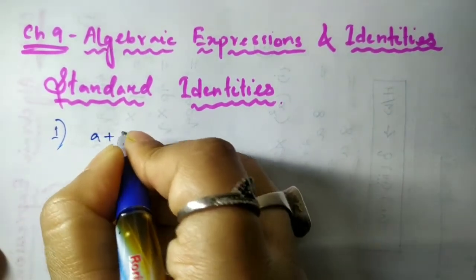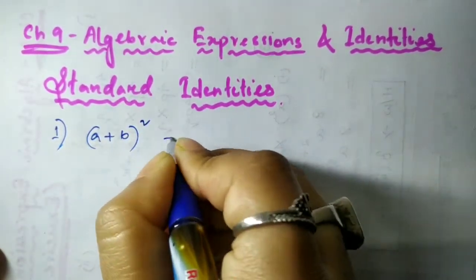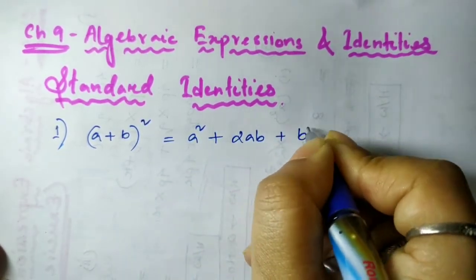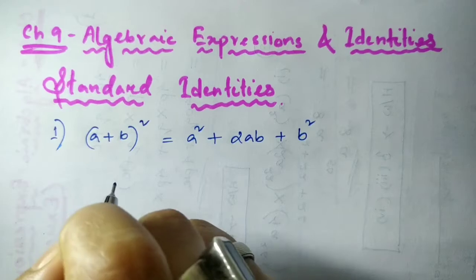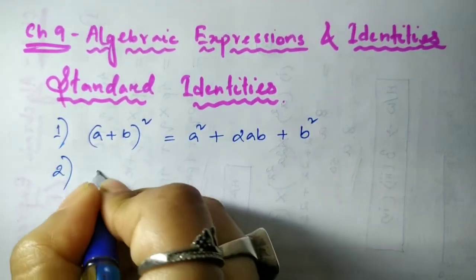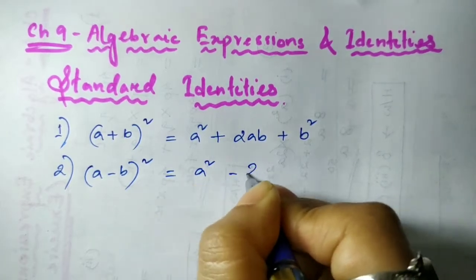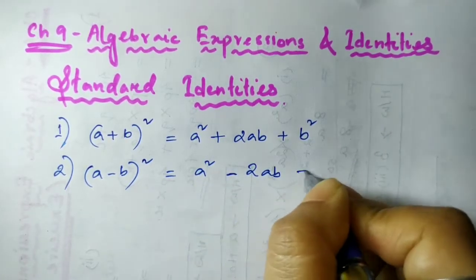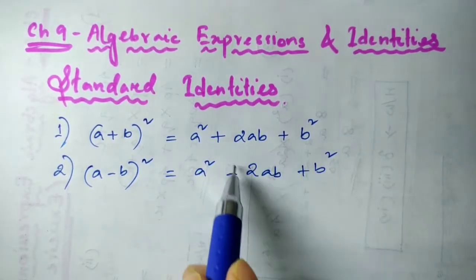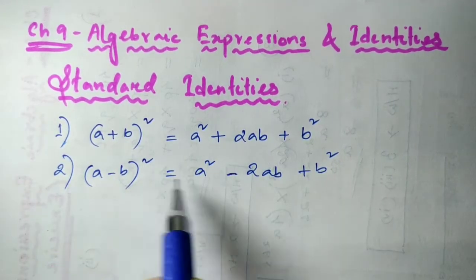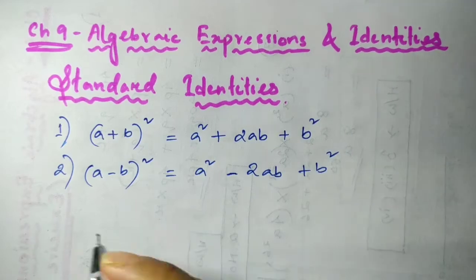First one is (a plus b) whole square, which is equal to a square plus 2ab plus b square. Okay, so this is one. Second one is (a minus b) whole square, which is equal to a square minus twice ab plus b square. You can see both are similar, only when there is plus, this is plus, and when this is minus here, it becomes minus, and others are same.